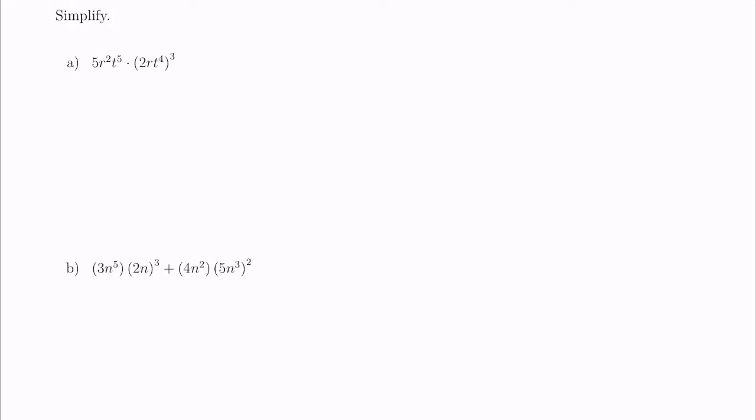In this example, we're going to simplify expressions using the exponent rules. In part A, we have 5r squared t to the fifth times the quantity 2r t to the fourth raised to the third power. Now to simplify this, we need to follow order of operations.